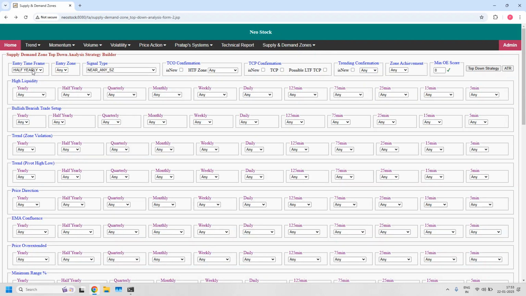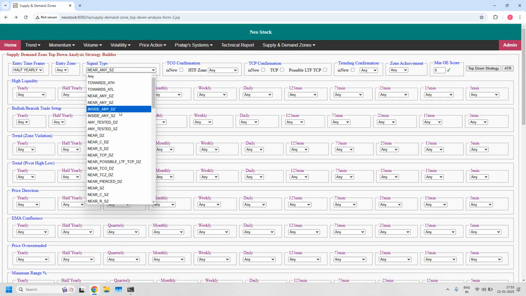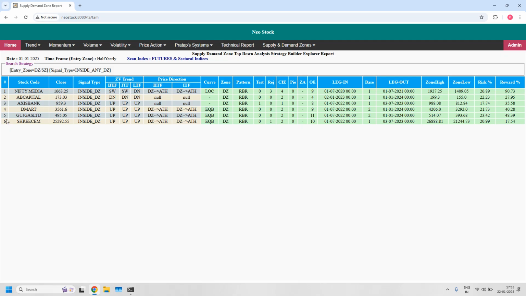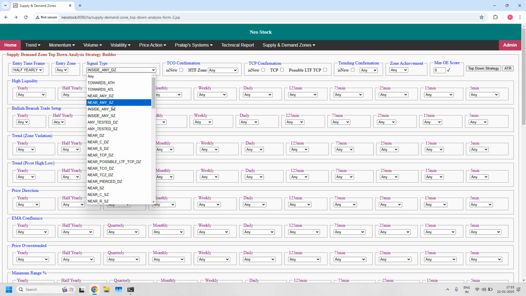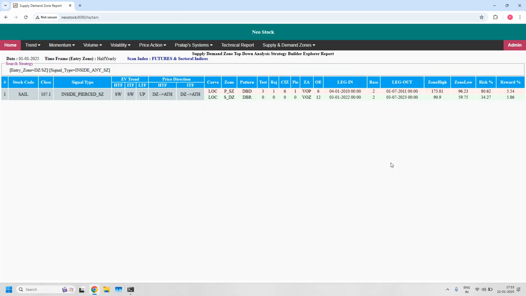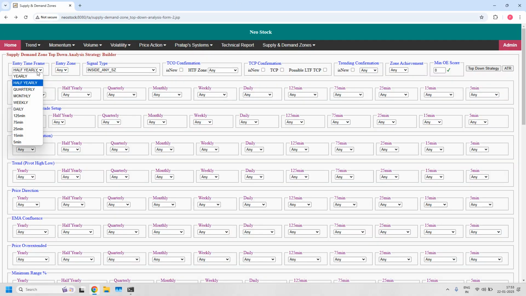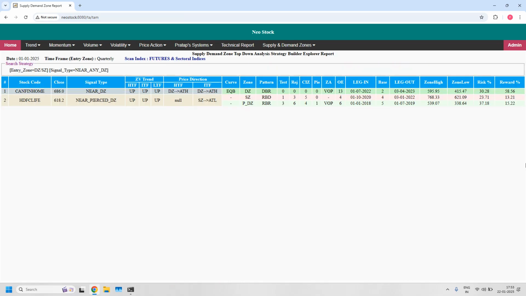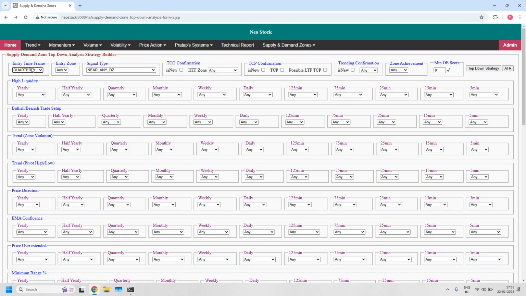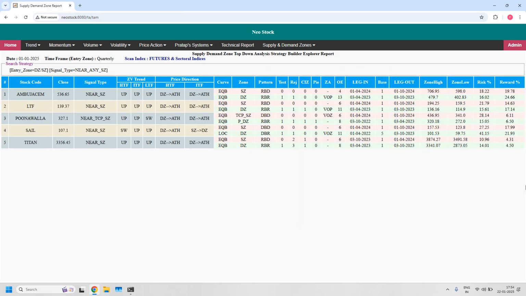Next time frame, for half yearly time frame, price closed inside the half yearly demand zone. We got 6 stocks. Next, half yearly time frame, price closed inside the half yearly supply zone. We got 1 stock. Next time frame is quarterly. Stocks near quarterly demand zone. We got 2 stocks. Next quarterly time frame. Stocks near quarterly supply zone. We got 5 stocks.